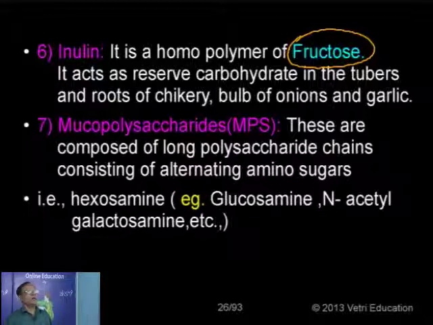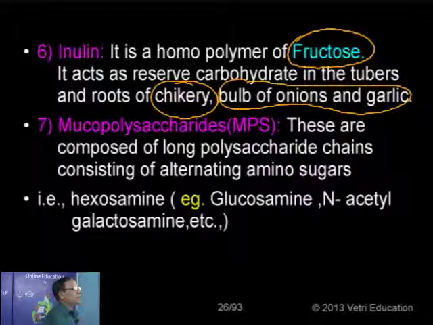Now it normally acts as a reserve carbohydrate. It is stored as a reserve food, particularly in the roots and root tubers of chicory, the one which adds flavor to coffee powder while making coffee. So it is formed as a reserve carbohydrate, particularly in the tubers and roots of chicory and also in the bulbs of onions and garlic.